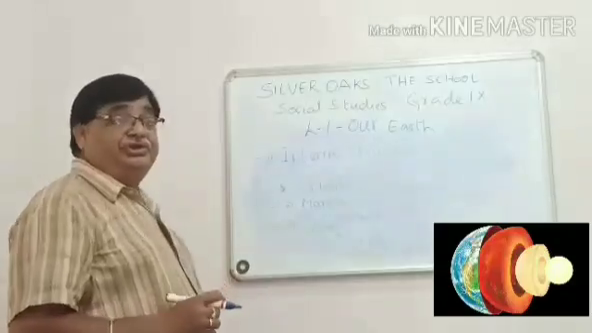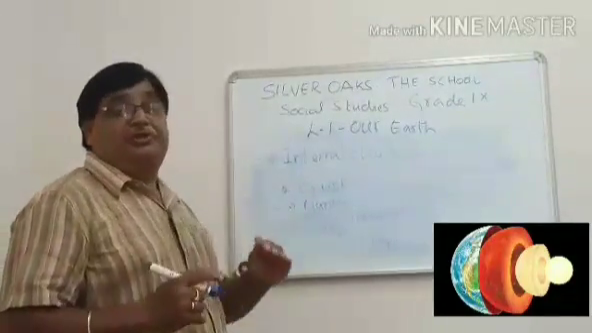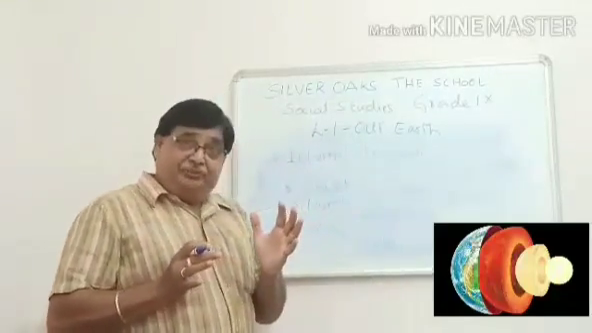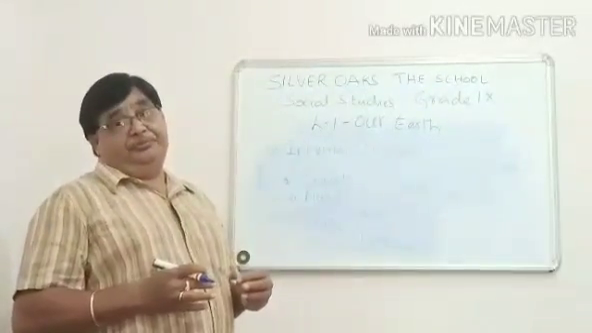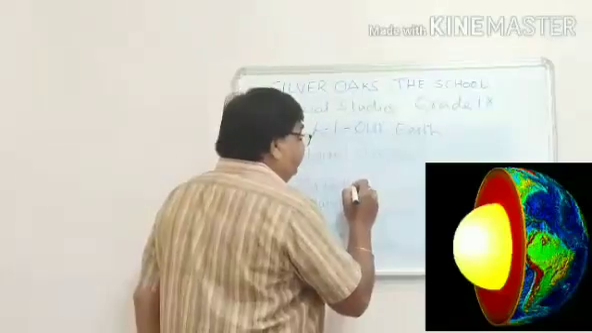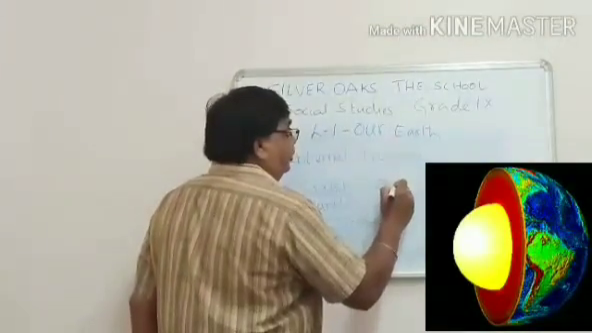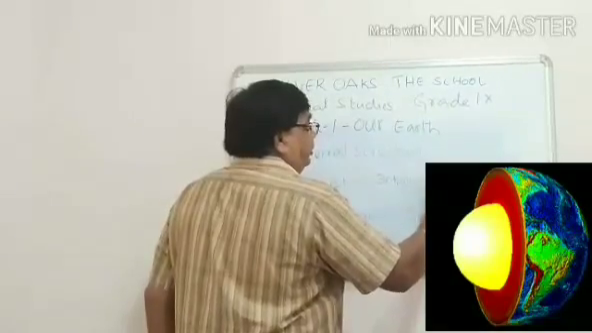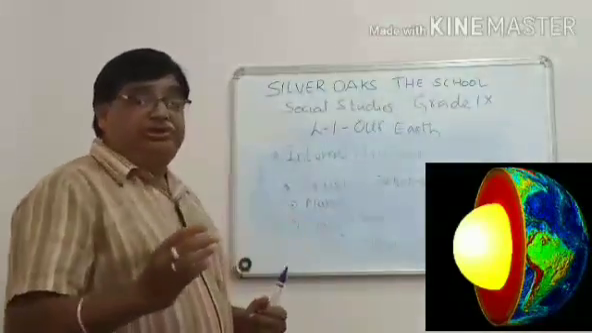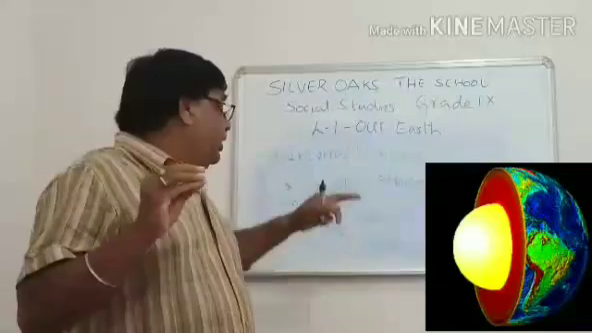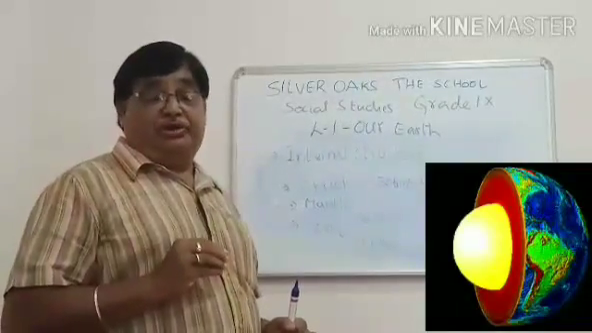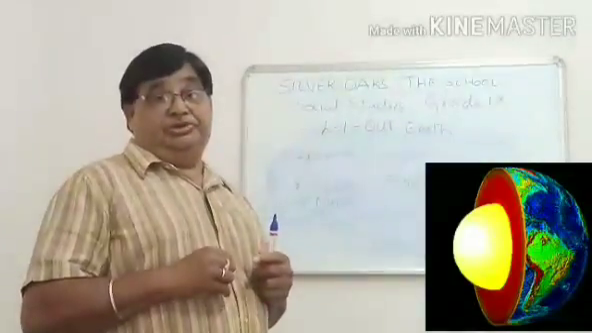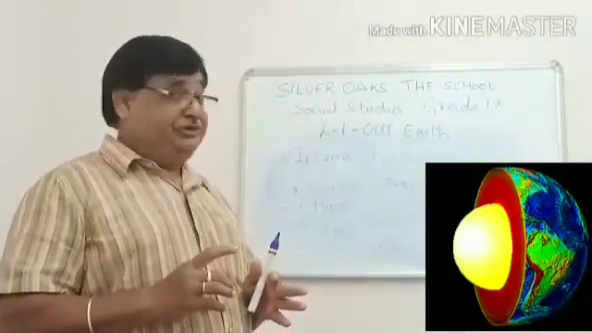Now let us discuss the 3 layers of the earth. Crust is the topmost layer of the earth on which we are living. Its width is from 30 kilometers to 100 kilometers. That means at some places the width of the crust is about 100 kilometers. And it consists of rocks, stones and other materials.